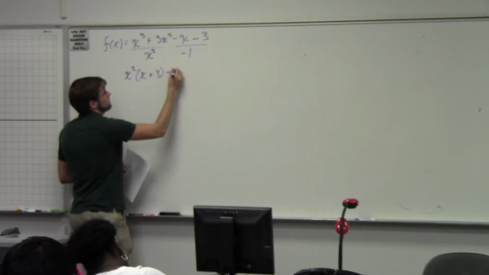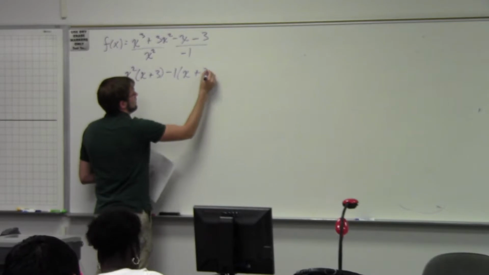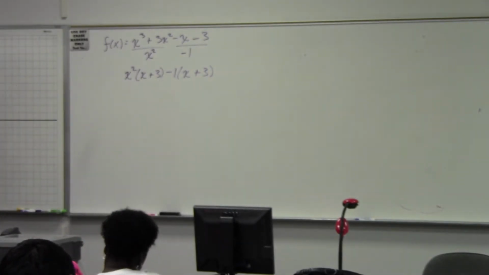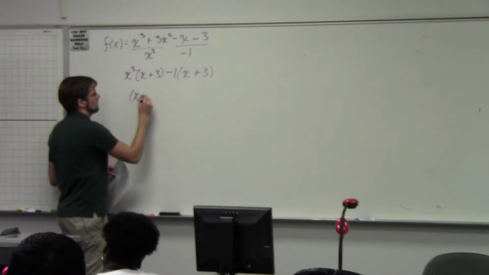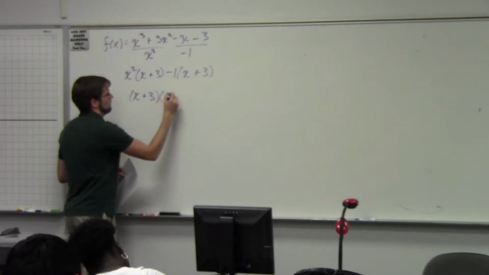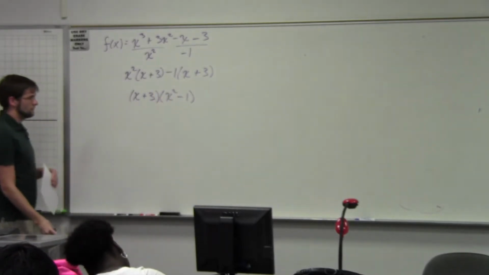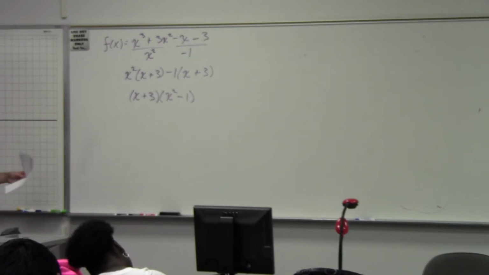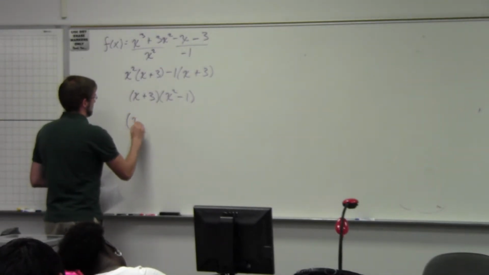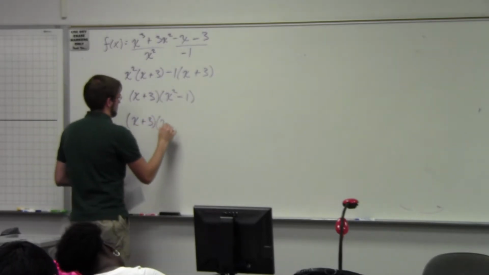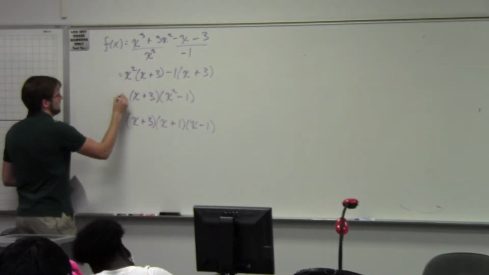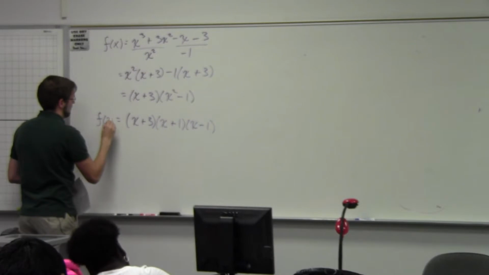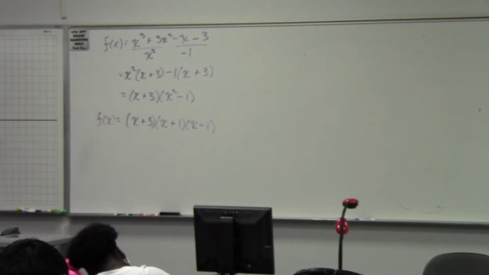So Kurt gave us some nice ones. Right, so this one worked out pretty nice. I can bring the x plus 3 out. I have x squared minus 1. Can I break this down further? Yeah, that's right, difference of 2 squares. That's right, and I was lazy, I didn't write this all the way down. All right, so f of x is equal to x plus 3, x plus 1, and x minus 1.